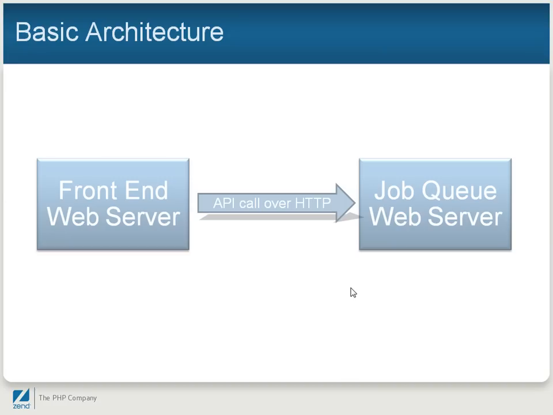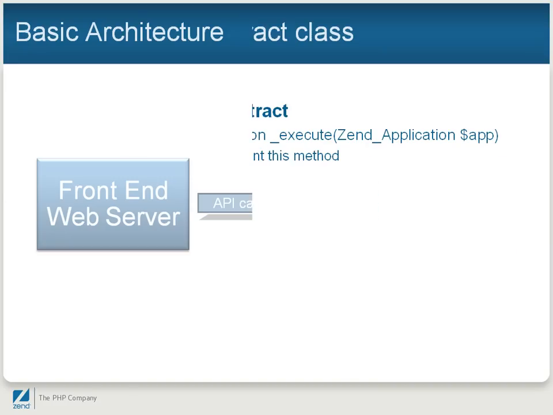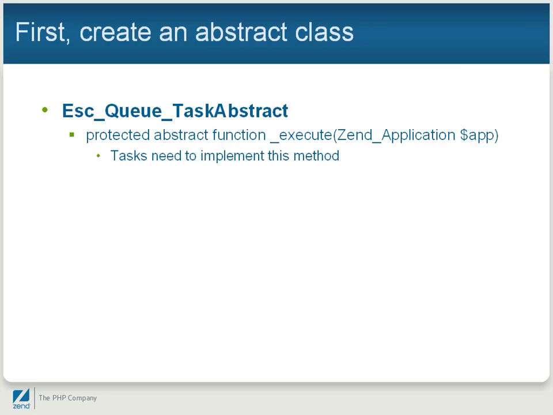So what this looks like from an API or programmatic standpoint is we need to create an abstract class. I call that ESC task abstract. And that defines a couple of individual methods in there that are important to task execution. The first one is a protected abstract function called _execute. And it receives Zend application as a parameter. If you're using Zend application, that's a good way to get it in. It's not entirely required, but it's something that you can do.